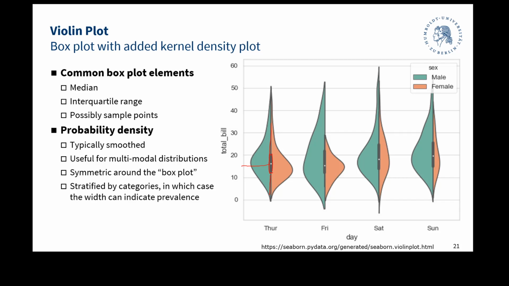Okay, Sunday is maybe easy because we have the median pretty much at 20, but for Saturday we need to go all that way. So that's quite hard to eyeball, what the median of the total bill on Saturdays might be, but you get the idea. Just that we have more than the box plot. We also have a density estimate, and this density estimate we can even stratify.